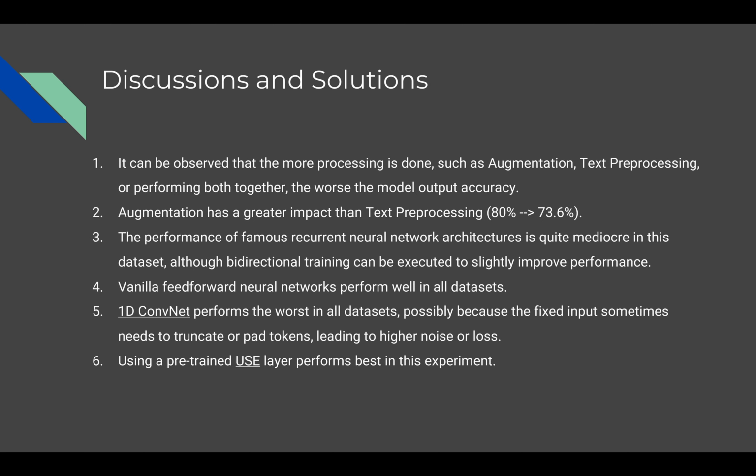The vanilla feed-forward neural network performed well on all datasets, while 1D ConvNet performed the worst. The use of a pre-trained USE layer demonstrates the best performance in this experiment.